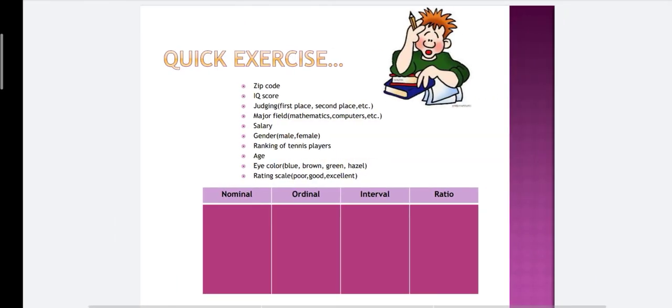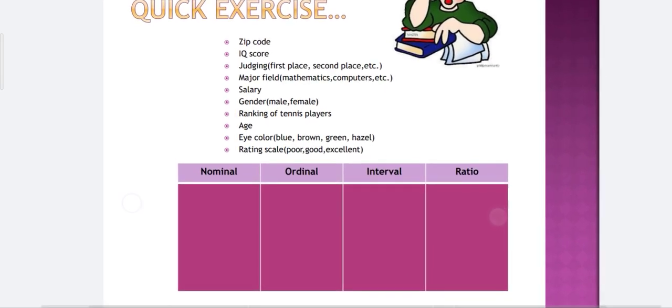Okay, let's see the quick exercise. This is the scale of measurement. Zip code. Which level of measurement it is? Zip code adalah nominal. Sebab dia kategori. Okay, IQ score tadi adalah interval. Sebab zero IQ score tak bermakna tak ada IQ, tak bermakna bodoh, cuma dia kurang bijak.